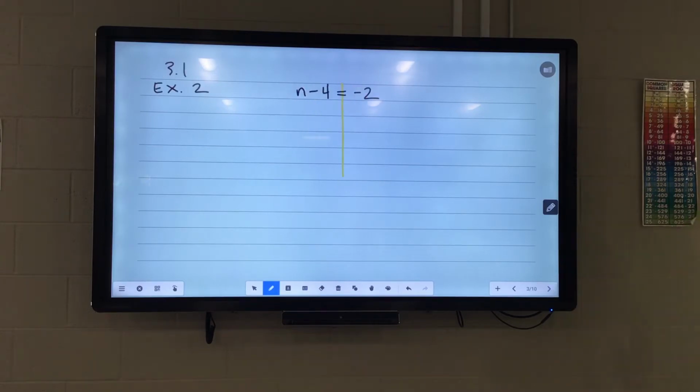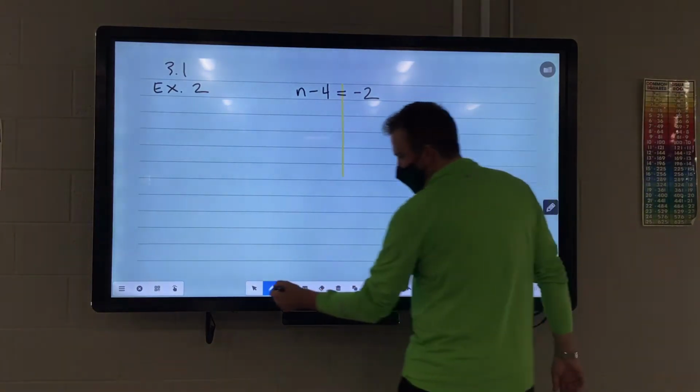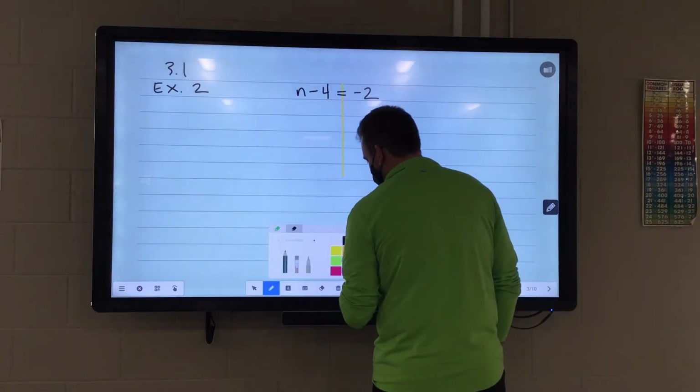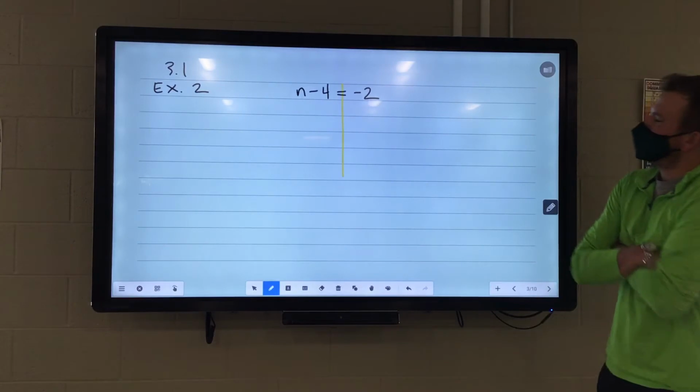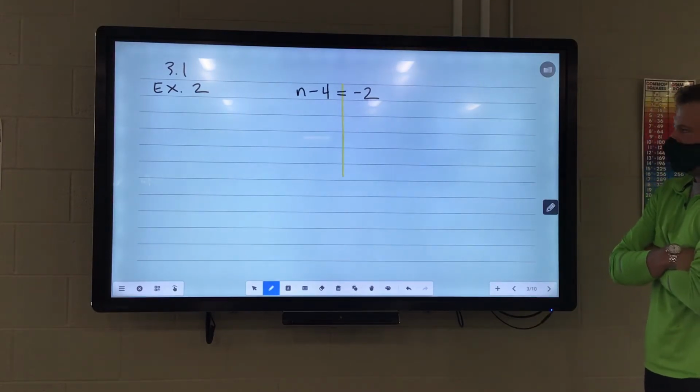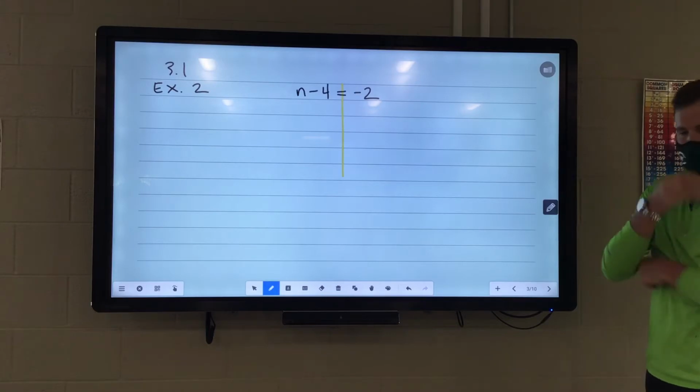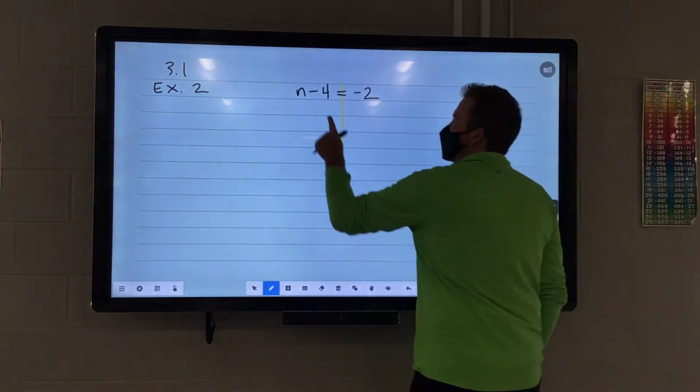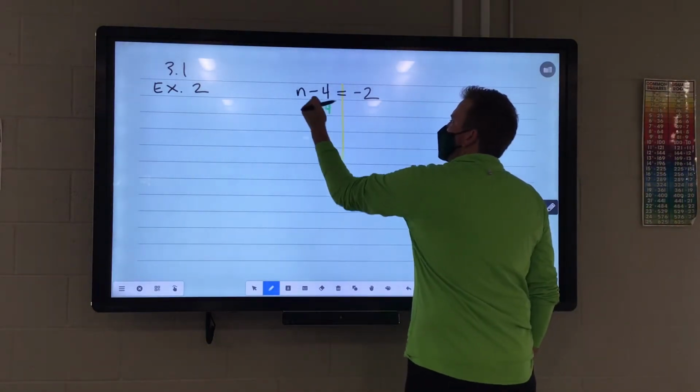Next, you may have to deal with a subtraction. So here, our goal is going to be to get n alone. Now we can see that n is not alone on the left side of the equation because we are subtracting 4 from n. So we do the opposite. The opposite of subtracting 4 is adding 4.